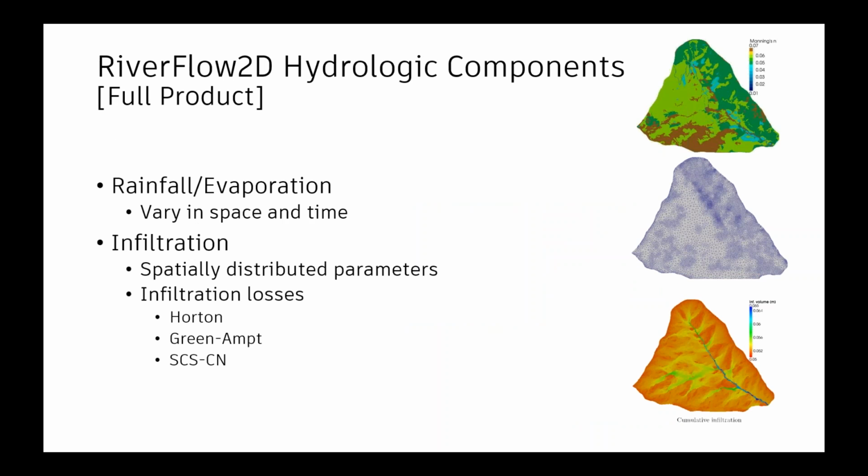The next slide shows the hydrologic components. As I mentioned, we have a rainfall operation. Rainfall can vary in space and time. And also the infiltration can vary in space and time, but it can also use different methods in different areas, like Horton, Green-Ampt, or curve number, to determine the infiltration losses.